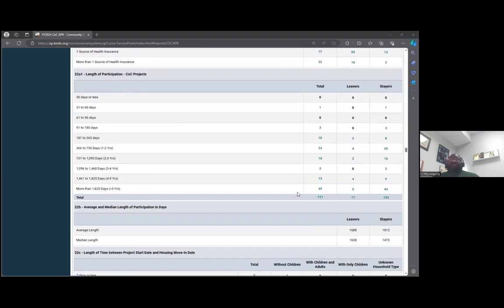22A1 is the length of participation in the program, which is just based on the entry dates of the client. So this is just automatically calculated based on the entry dates. And 22B is the average and median length of participation for your levers and stairs.